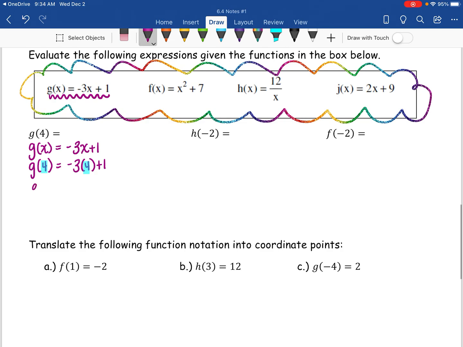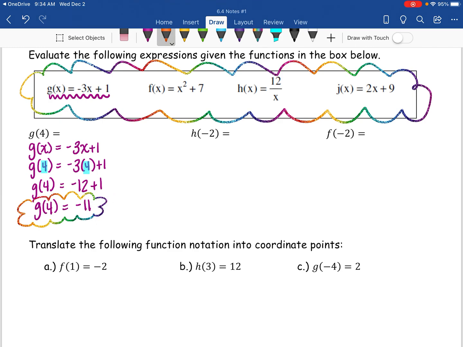Okay, when we do that, we're going to multiply by -3 first because that's our order of operations. And then we're going to add 1. So g of 4 equals -11. And that's your answer.